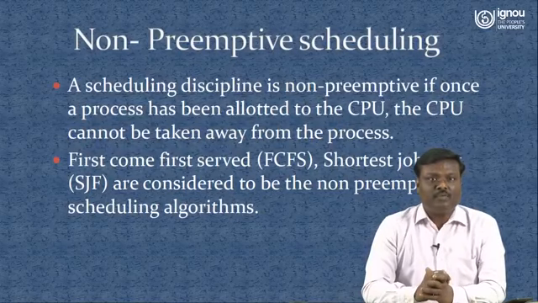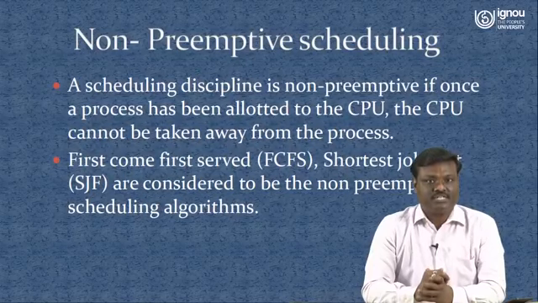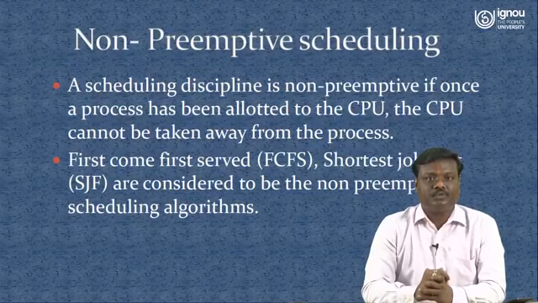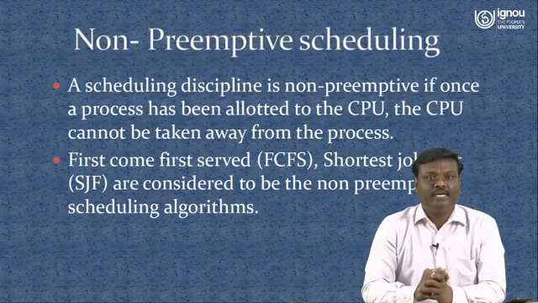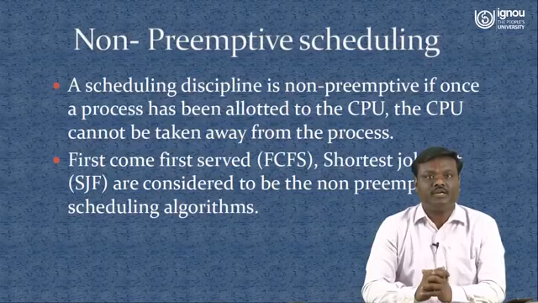For non-preemptive, there are several examples which can be listed. First come, first serve, that is the queuing system, can be considered a non-preemptive scheduling algorithm. Shortest job first also comes under non-preemptive scheduling. These are the algorithms where, once given the CPU, it cannot be taken away from the processes.